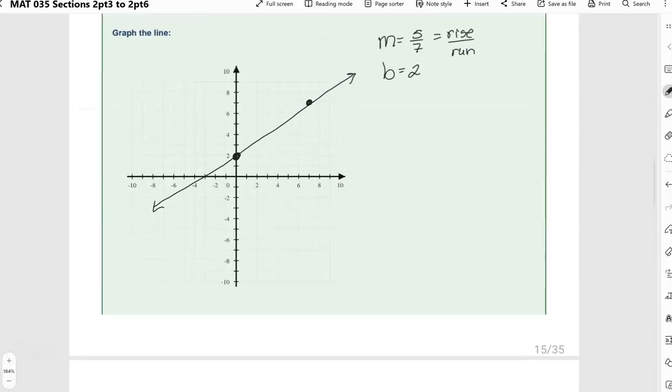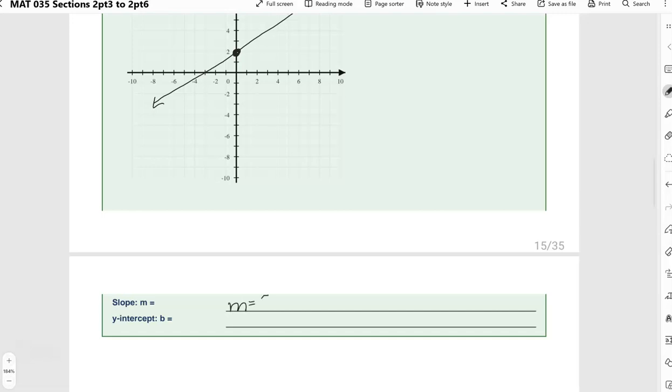In this case, our slope is 5/7, and our y-intercept is 2.